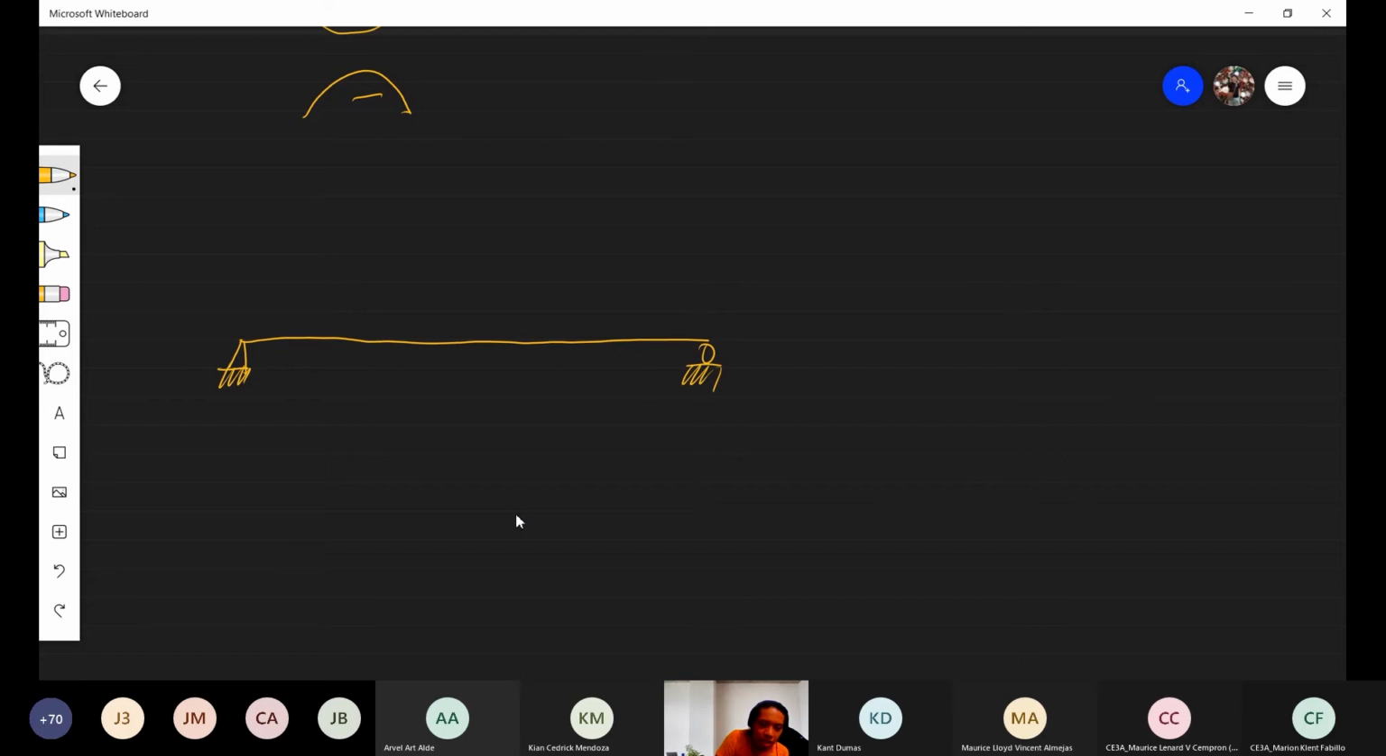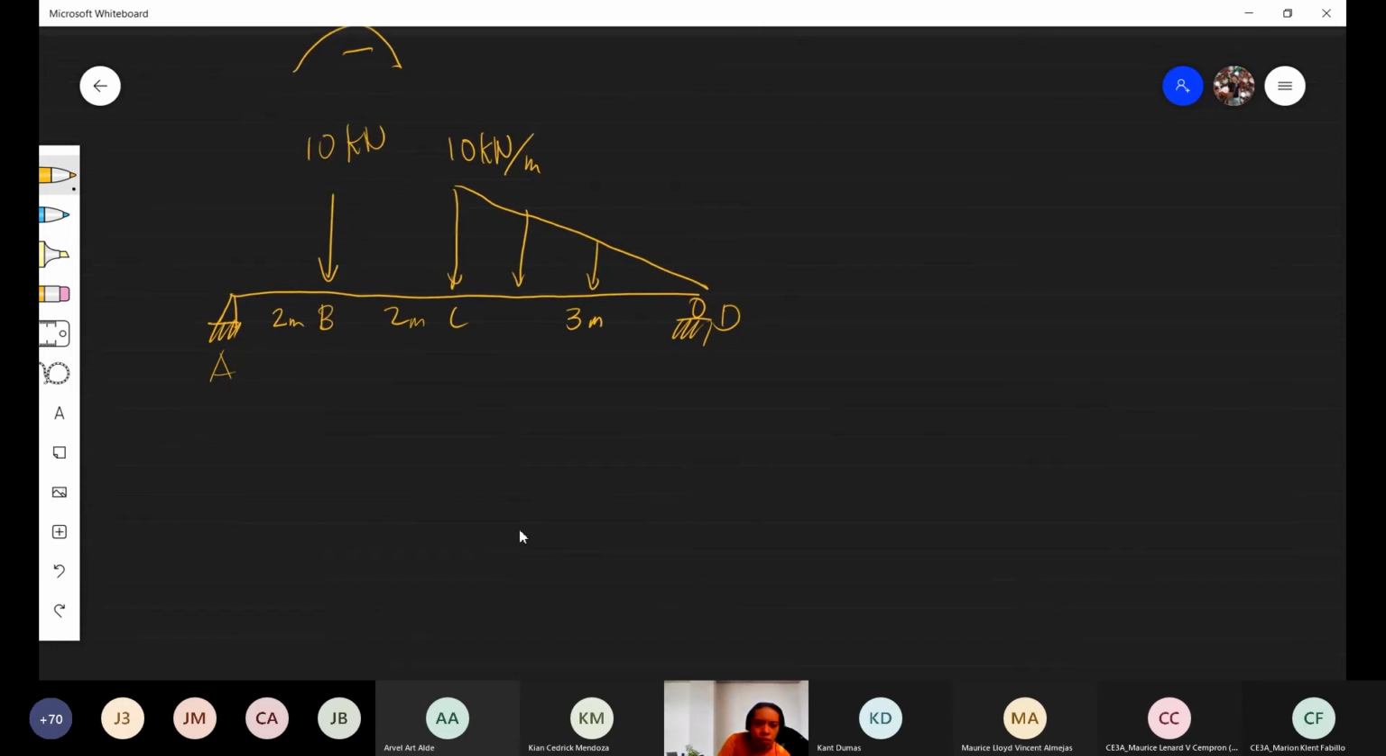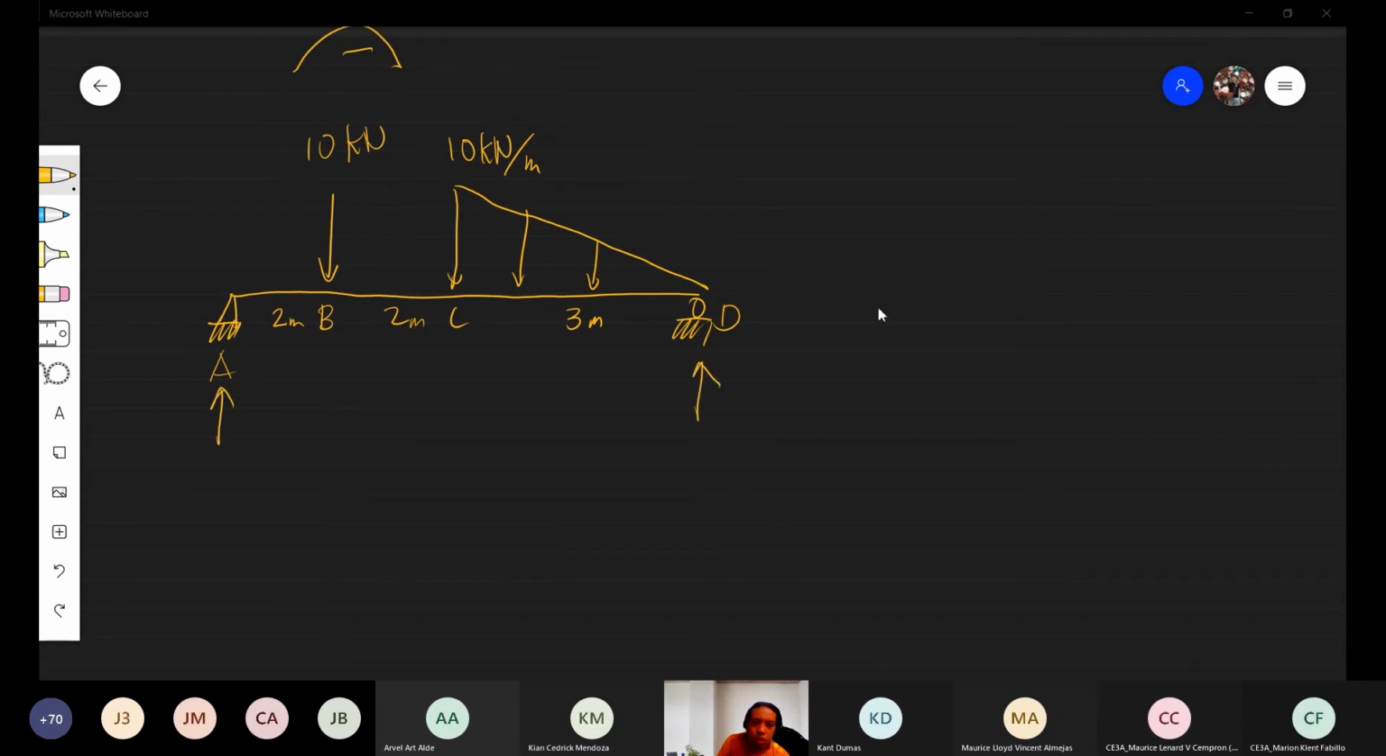Let's make things a little more complicated. Say there is a point force of 10 kilonewton, and also a uniformly distributed load of 10 kilonewton per meter. Let's name the points A, B, C, and D, with distances 2, 2, and 3 meters. Of course, we need to solve first for the reactions. Try to solve, and I will solve too.